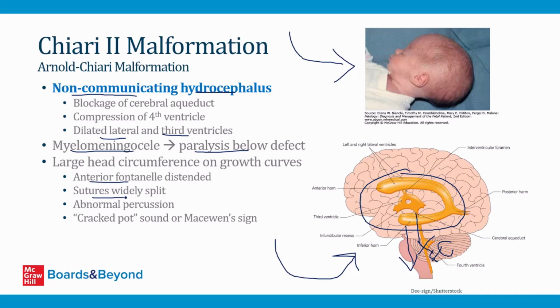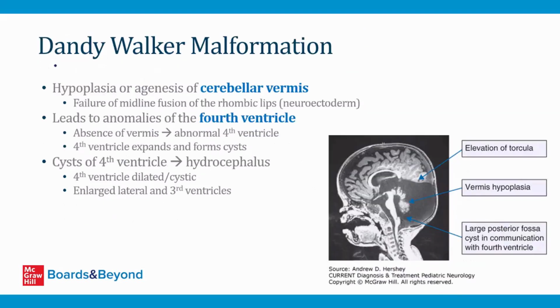There's also a clinical finding that you can see in these babies called a cracked pot sound, also known as McEwen's sign. It's basically abnormal percussion when you percuss the skull. You can see this with any form of hydrocephalus, but it's a classic finding described in children who have hydrocephalus from a Chiari-2 malformation. Okay, our final neurocongenital disorder for this video is a Dandy-Walker malformation.